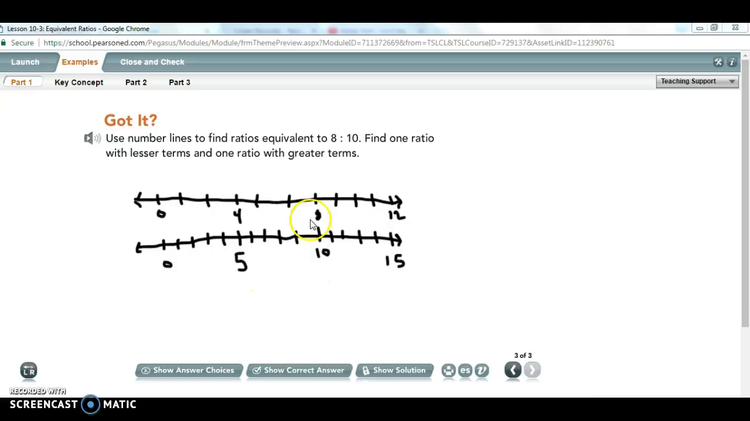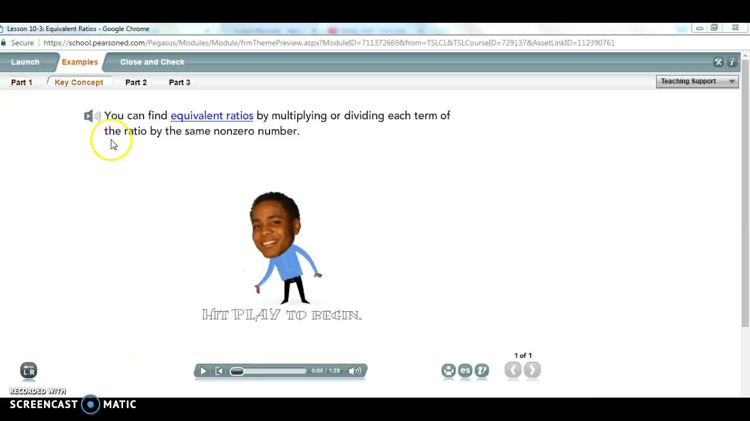And so I was able to reduce the 8 to 10 ratio. I divided both of them by 2. So 8 divided by 2 is 4, and 10 divided by 2 is 5. So I knew that my top numbers were counting by 4s and that my bottom numbers were counting by 5s. And I should be able to each time get two numbers that were right on top of each other. So that's what helped me in creating this problem.